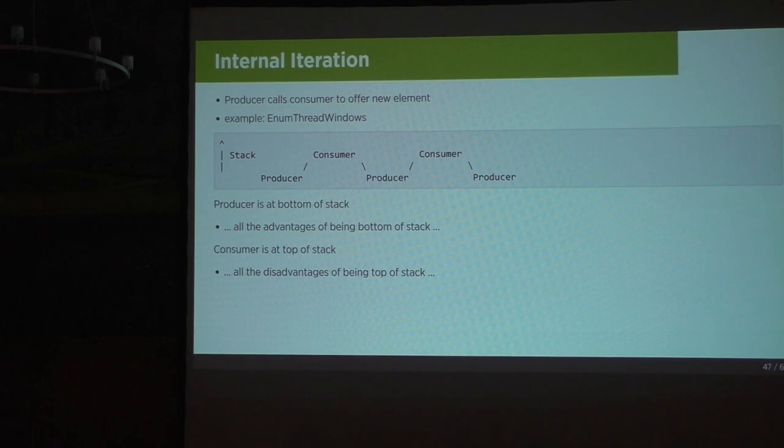Now we can turn this around. We can say the producer is at the bottom of the stack and the consumer at the top of the stack. That's called internal iteration, or the visitor pattern. That's probably how many people know it. This time, the producer has the privilege of being at the bottom of the stack, and it has all the advantages, and the consumer is at the top of the stack. You don't really know in advance whether you want to give the consumer the advantage or the producer the advantage. It depends on your problem. But unfortunately, with C++ iterators, you're kind of forced to do it one way, and you shouldn't be.